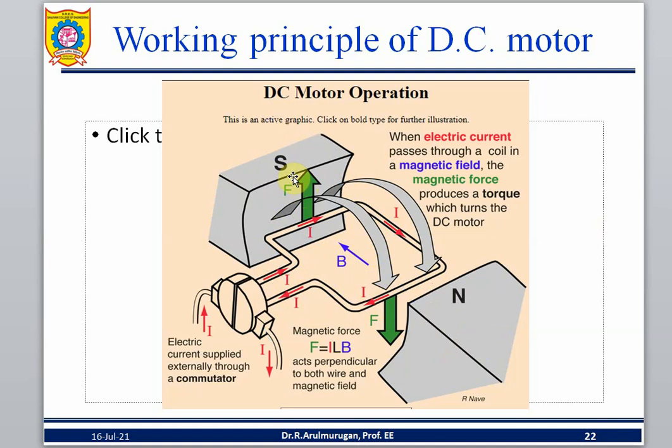In addition, when these two fluxes are cut, what will happen? A small EMF, or small current, is produced in the rotor. That current is opposite to the supply voltage, in just the opposite direction. So that's why it is called back EMF.